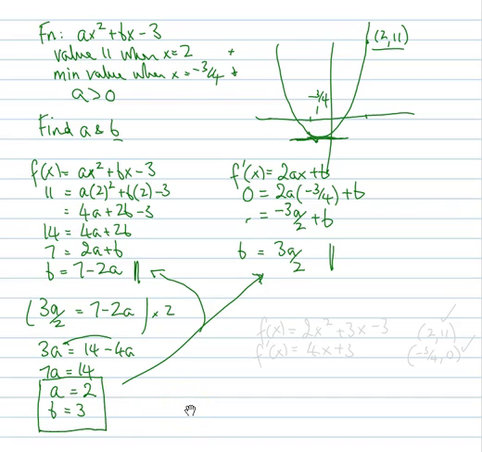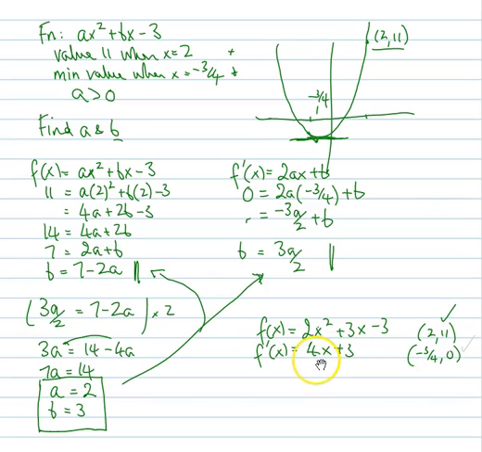If you want to do another check, then we'd go back to the original function and substitute just to check that it works. This is optional, but you'd go f of x equals 2x squared plus 3x minus 3, and the derivative is 2 times a, so that's 4x plus 3. We're told that (2, 11) fits on the curve, so let's see if that's right. 2 times 4 is 8, plus 6 is 14, minus 3 is 11. That's right.